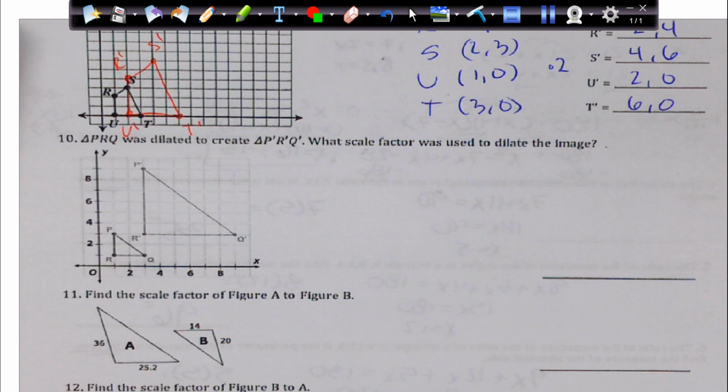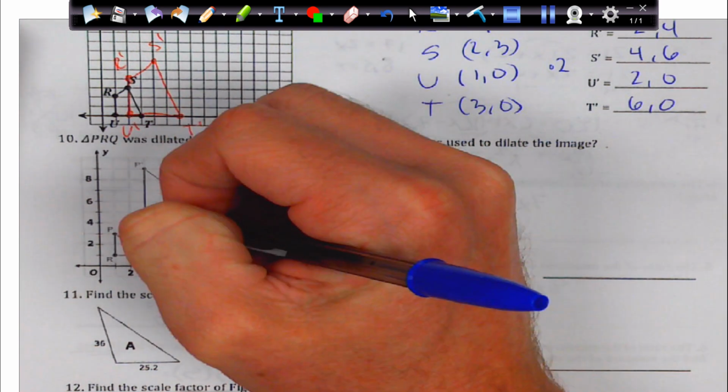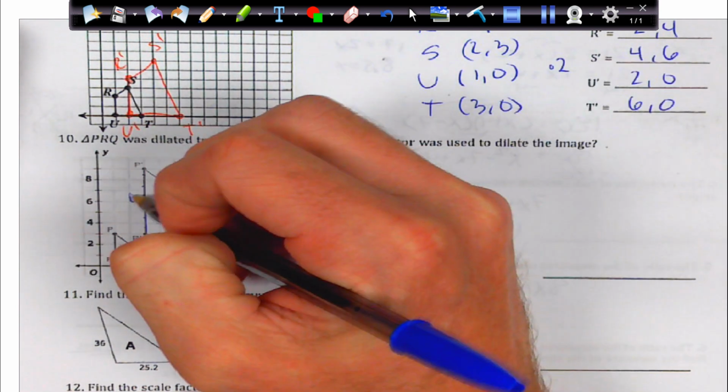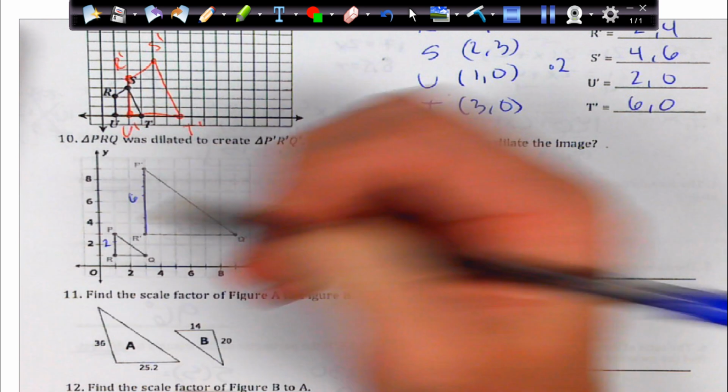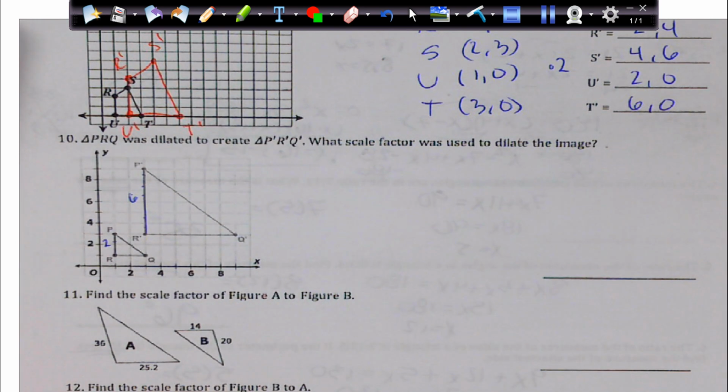P or Q is dilated to create P prime, R prime, Q prime. What scale factor was used to dilate the image? So here's my new size, which is 1, 2, 3, 4, 5, 6 units long. And here's my old size, which is 2 units long. I'm assuming it's increasing by 3. But we can take a point and look.